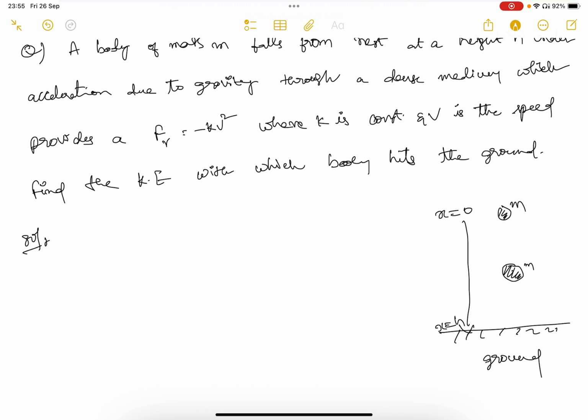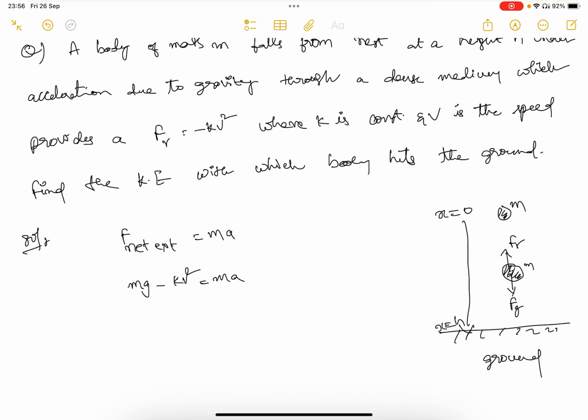this body m, what are the forces acting on it? There will be the gravitational force Fg, and there is a resistive force because of the dense medium, which is Fr, right? According to Newton's second law, the net external force acting on a body is mass times acceleration. As the body is moving in the downward direction, which is positive in our case, it is mg minus k v square, which is equal to m into a.